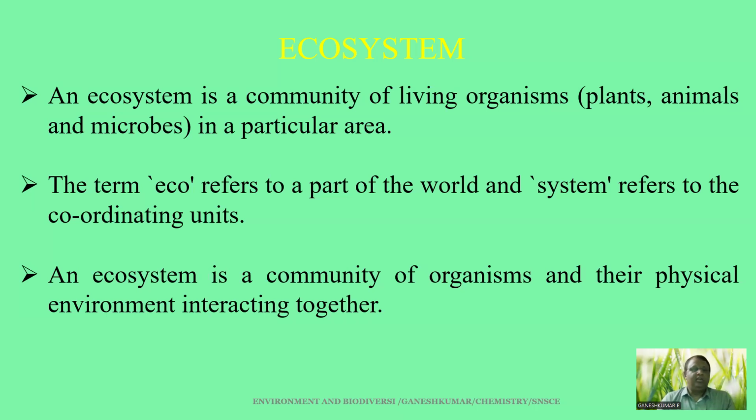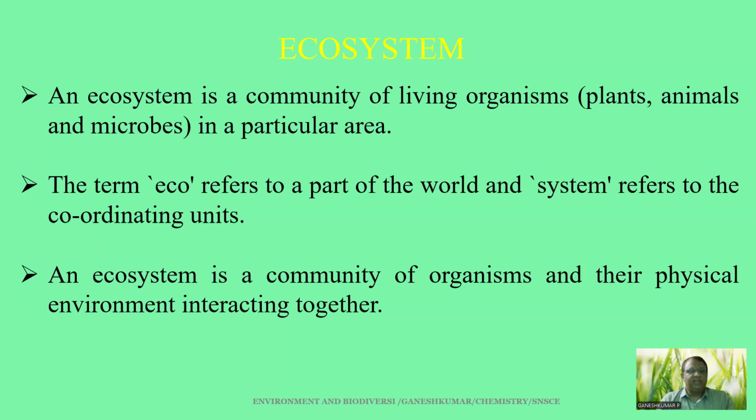Now we can briefly discuss the ecosystem. So what is an ecosystem? An ecosystem is a community of living organisms like plants, animals, and microbes in a particular area. Eco refers to the part of the world and the system refers to the coordinating unit. So an ecosystem is a community of organisms and their physical environment where they interact together.